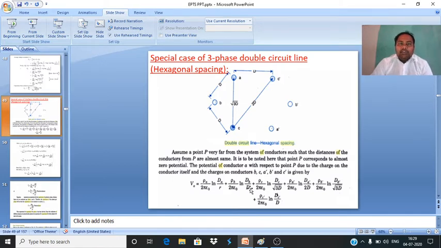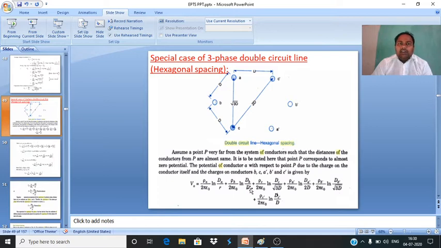In the previous session, we learned about capacitance calculation in single phase and also three phase symmetrical and unsymmetrical spacing. Now we discuss the special case of a three phase double circuit line with hexagonal spacing. Already we derived this in inductance calculation, so now we also derive hexagonal spacing using capacitance calculations.